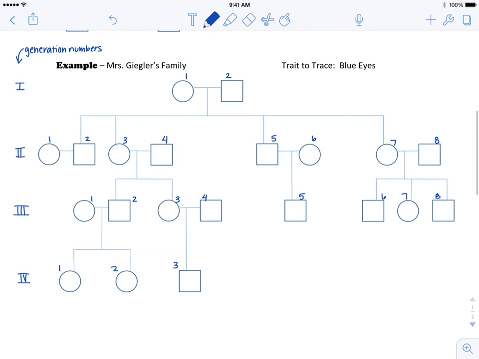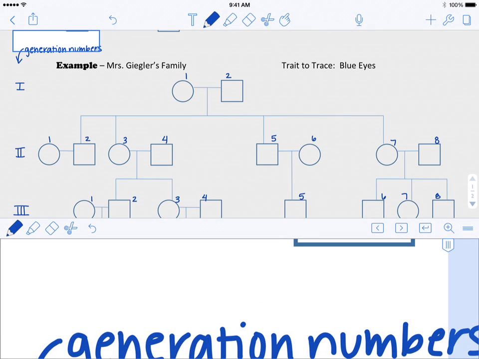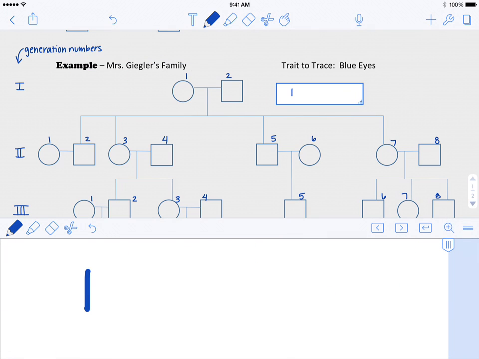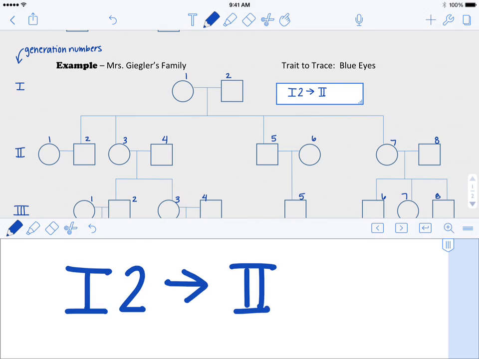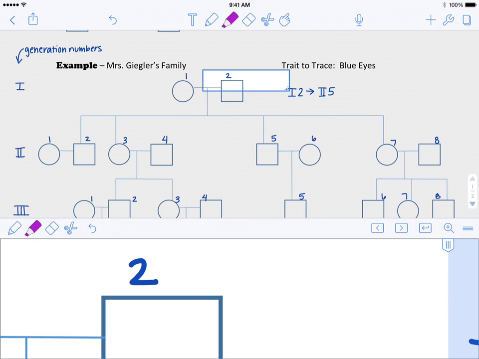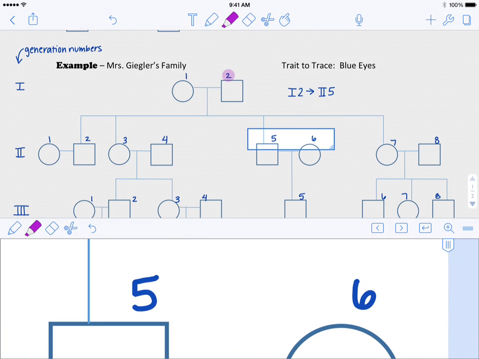Now, using that, we can actually start talking about the relationships between them. I could ask you, what is the relationship between person number 1, 2, and person number 2, 5? So if we take a look here, I'm looking at person 1, 2, and person 2, 5.